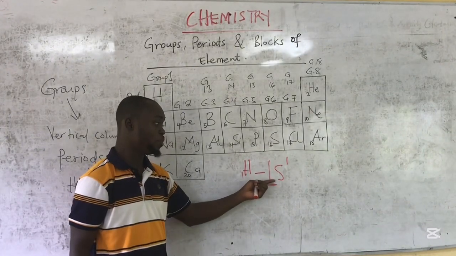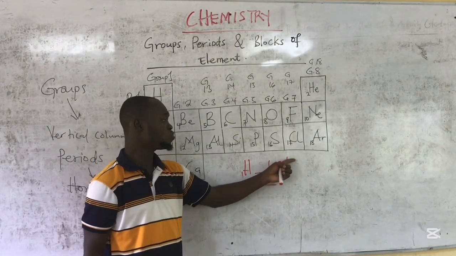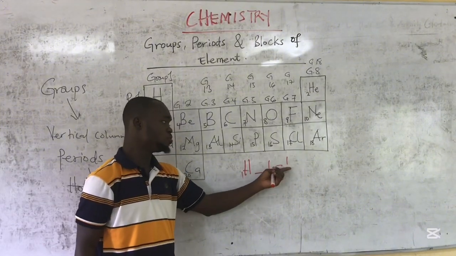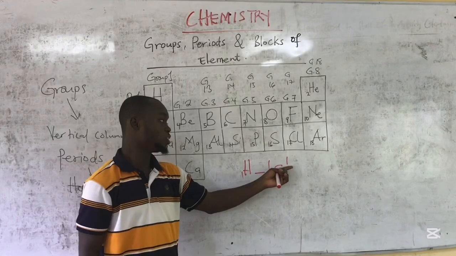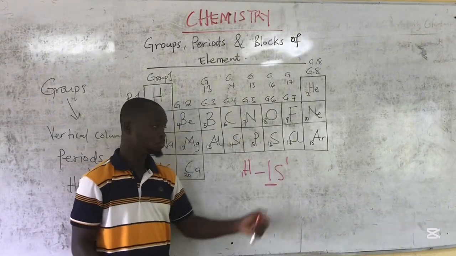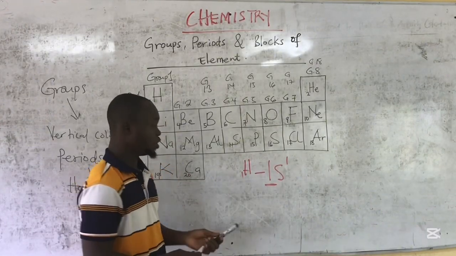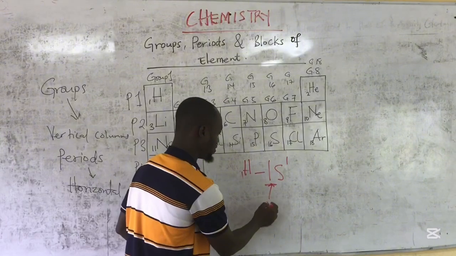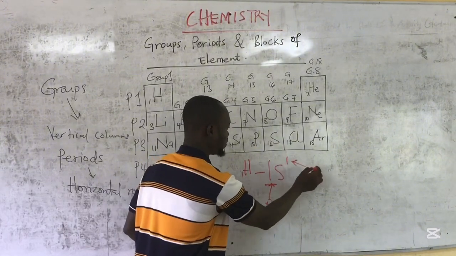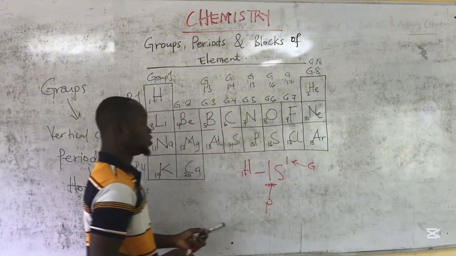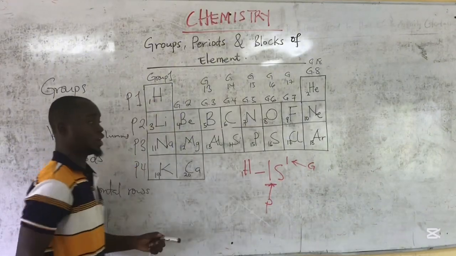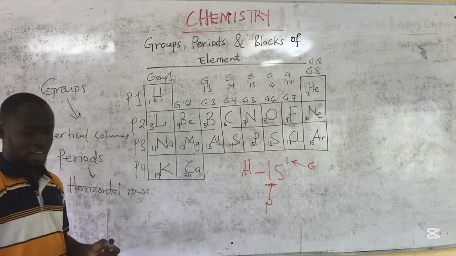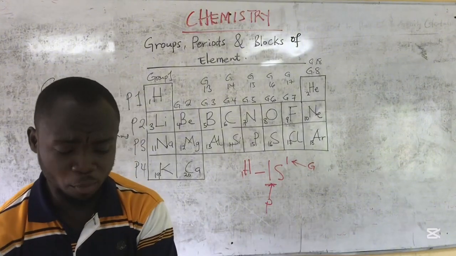So hydrogen is in period 1. And then since it has only one electron, we assume that this one electron is the only electron in the outermost shell of hydrogen. So it is in group 1. Is that okay? So this represents the period, and this one talks about the group. So hydrogen is in group 1, and also in period 1. Let's take another element. Let's take carbon.